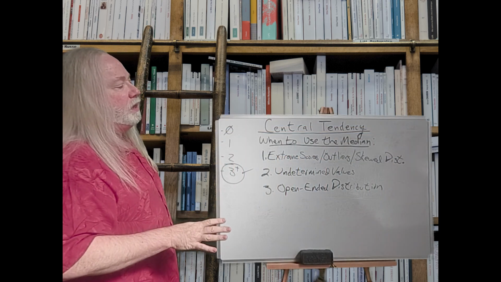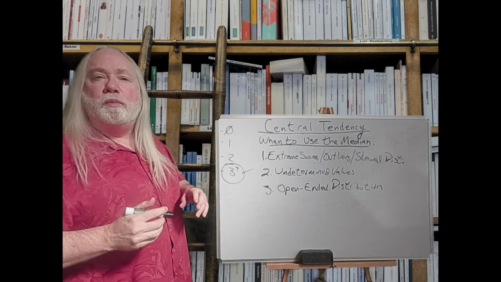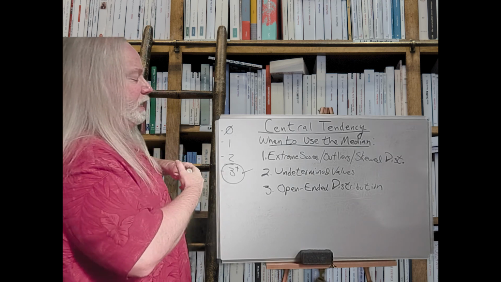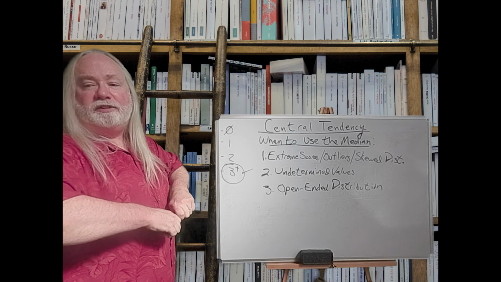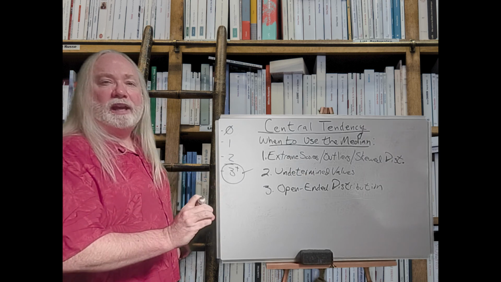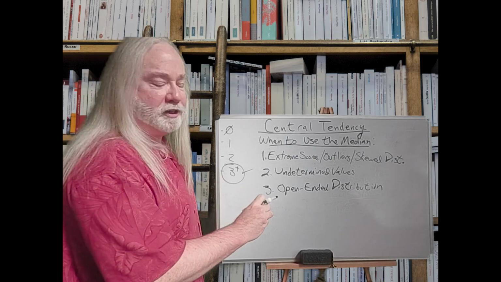Okay, picking up right where we left off. The fourth reason you might choose to use the median instead of the mean, we've covered the first three. The fourth reason is if we are working with data that comes from an ordinal scale or ordinal level of measurement.